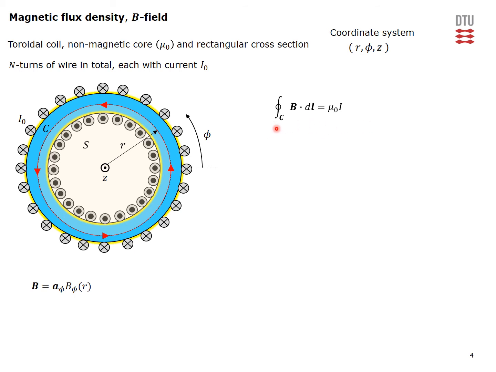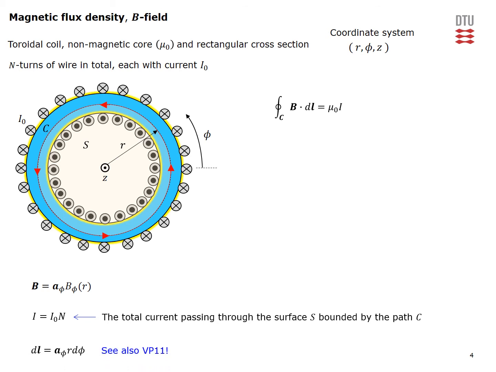It essentially states that the circulation of the B field around this closed path C is equal to free space permeability times the total current flowing through this surface, which is bounded by this path C. The total current is of course the current in the single turn, which is I naught, multiplied with the total number of turns, which is capital letter N. So we have the right hand side, and then of course for the left hand side we know that the B field will only have a phi component, and our dl is a typical vector differential length element on this circular path C. It is of course in phi direction, and this is the magnitude, and you can also see more about this in video problem 11.